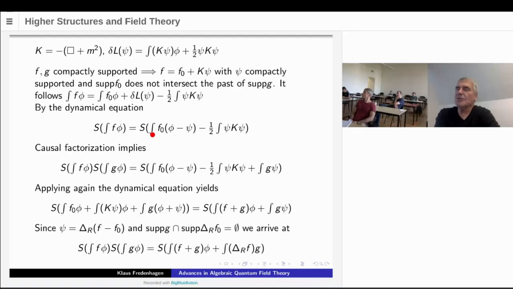What is useful about this formula? The use of this formula is that here you have a function whose support is in the support of f, the test function f. Here, the support of the function is the support of f0, because the constant function does not depend on phi, so its support is empty.